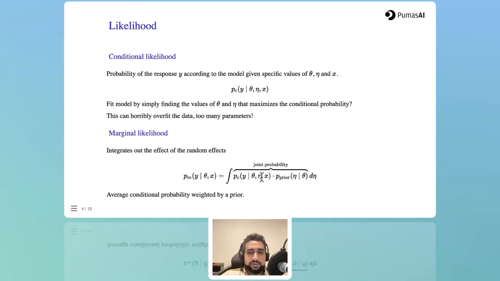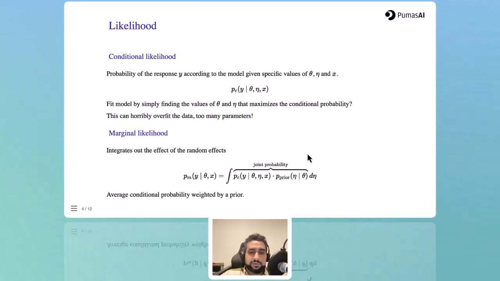The marginal likelihood, we take this eta here and we integrate it out. So we take the average, basically, of the conditional likelihood, weighting each conditional likelihood by the probability of the specific eta. So if eta equal 1 has a probability or a PDF of 1, and eta equal 2 has a PDF of 0.1, and so on, then we take the corresponding conditional likelihood for each value of eta multiplied by the probability density of this specific value of eta according to the prior, and then we just take the average or the weighted sum.